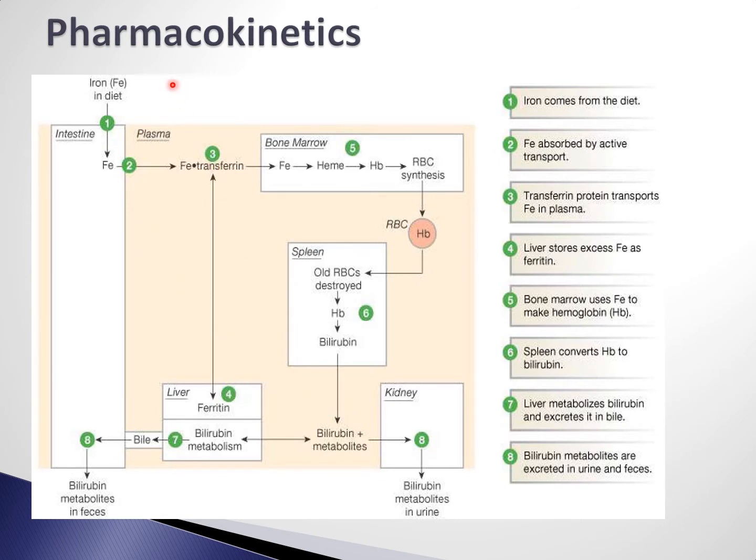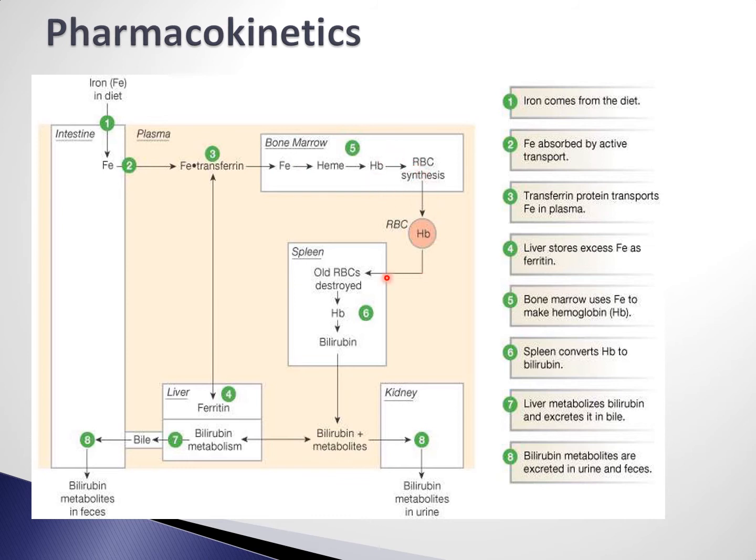Just very quickly we'll go through pharmacokinetics, because you should know what happens once the iron enters the body, what all things occur in the pharmacokinetics. So first, iron will come from the diet and get absorbed by active transport. From the intestine it gets absorbed and then combines with transferrin, which acts as a transporter, and then transports it to the liver and bone marrow for the synthesis of hemoglobin.